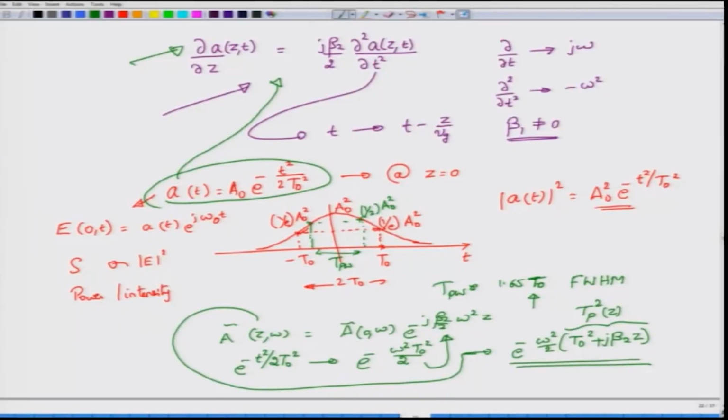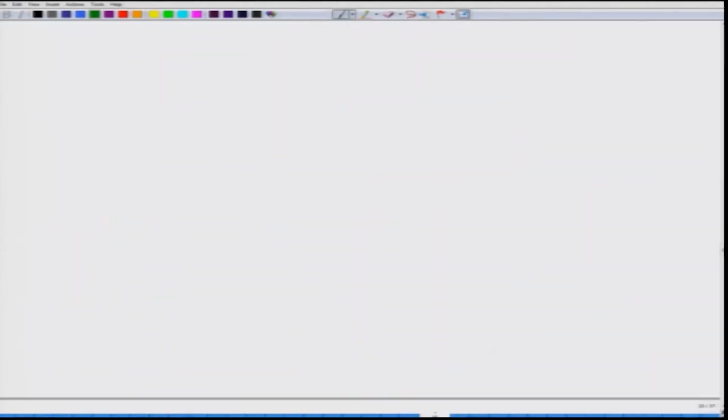Okay. So, when you take the inverse Fourier transform and write down the actual expression for A of z t, which I will leave as a small exercise to you, you will see that there will be a constant A 0, and then that constant multiplied by a term which is very interesting, which is beta 2 square z square divided by t 0 square.